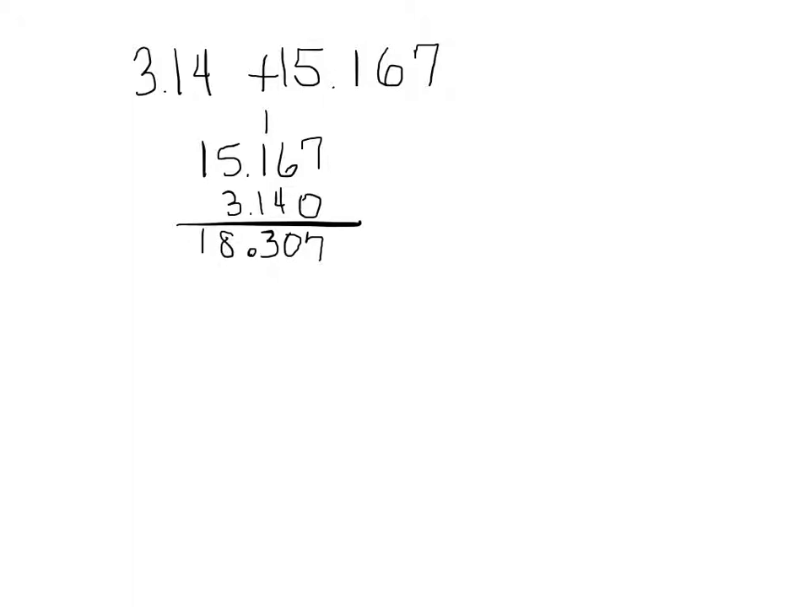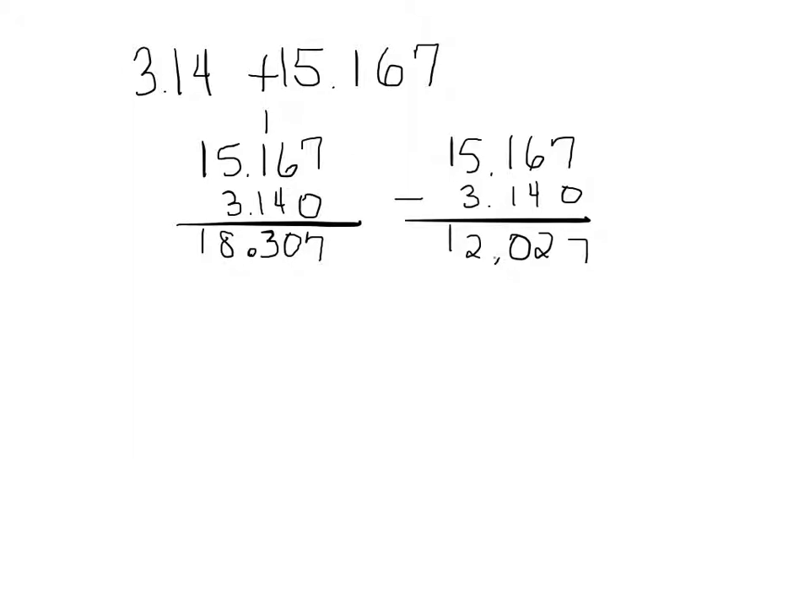The same thing happens when you subtract these decimals. So you have 15.167 minus 3.14. You can add a 0 here, and then 7 minus 0 is 7, 6 minus 4 is 2, 1 minus 1 is 0, and then you have 12.027. But when you multiply or divide, then you have to count the number of decimal places.